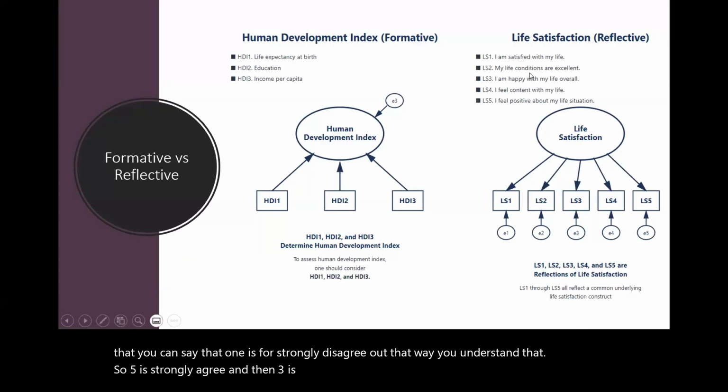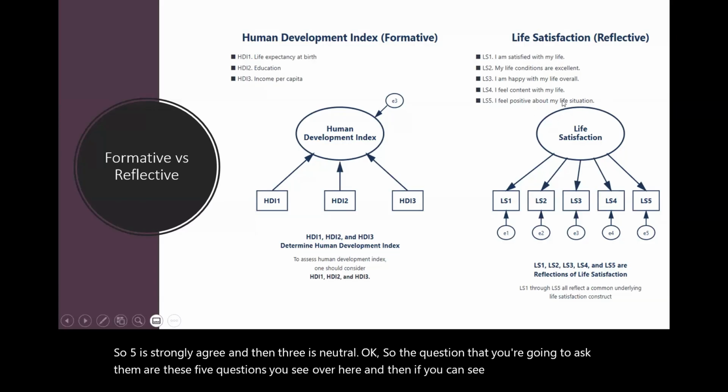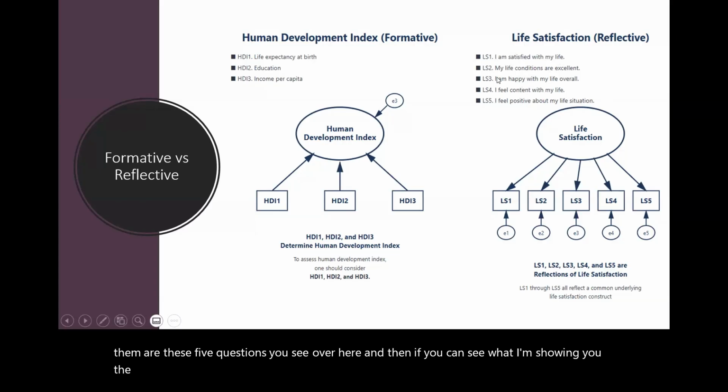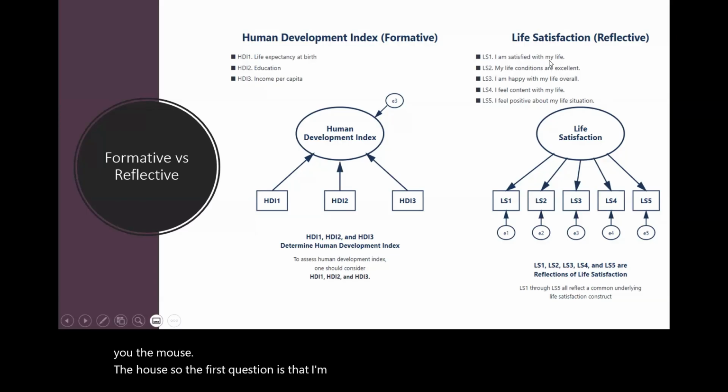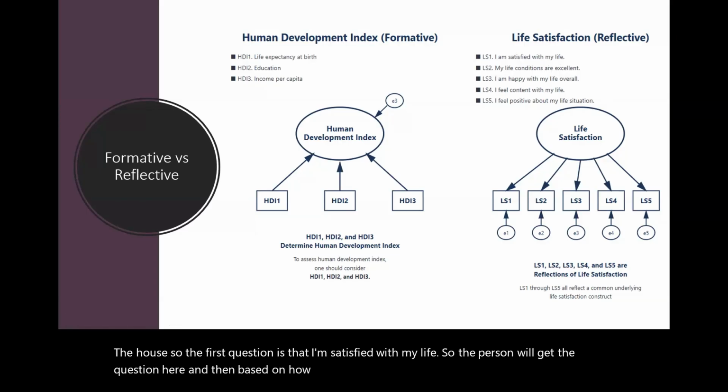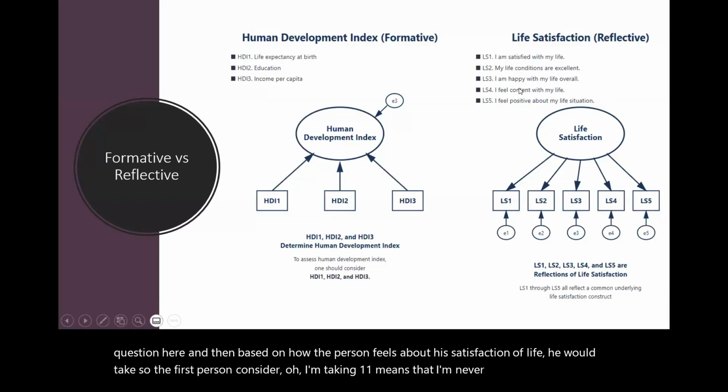Okay. So the questions that you're going to ask them are these 5 questions you see over here. I don't know if you can see the mouse. Yes, I can see. So the first question is, I'm satisfied with my life. The person will get the questionnaire, and based on how the person feels about his satisfaction with life, he will take, say, 1. 1 means I'm never satisfied, so the person strongly disagrees.